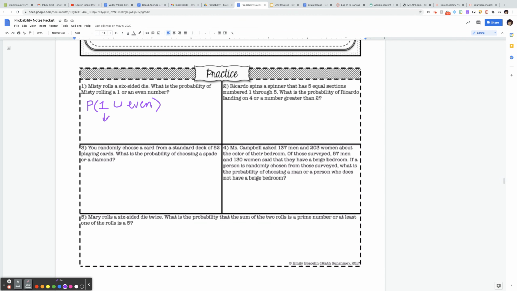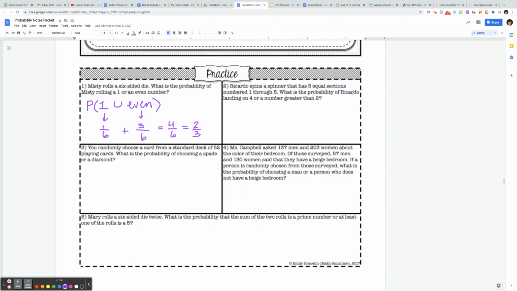Okay, so what that means is I can just find the probability of each one of those and add them together. So the probability of her rolling a 1 is 1 out of 6. And the probability of her rolling an even number is 3 out of 6. There's 3 even numbers on a die, right? So since these are not overlapping, all I have to do is add them together. So 1/6 plus 3/6 is 4/6, which can be reduced to 2/3, because you have a common factor between 4 and 6, which is 2. All right.